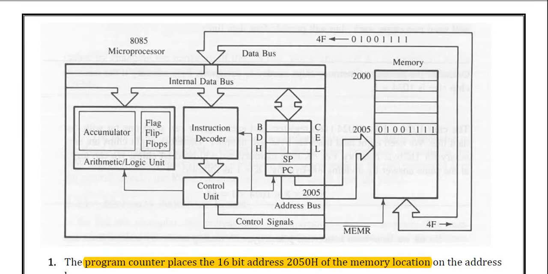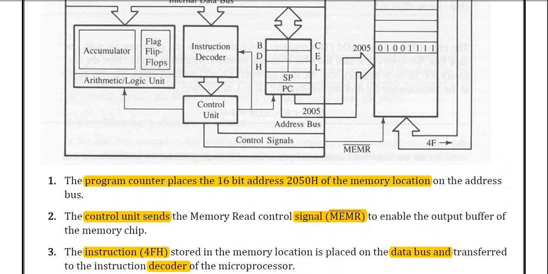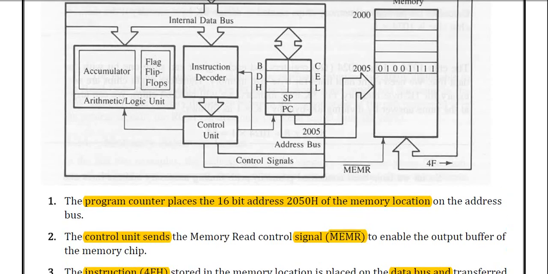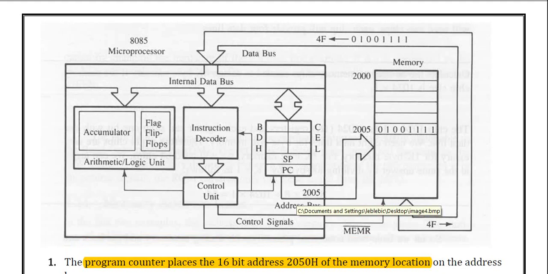By this section we need to follow some instructions first, then we can describe this diagram. The program counter places the 16-bit address, which is 2050 hexadecimal of the memory location, on the address bus. So first we will generate the address on the address bus, which is 2050.